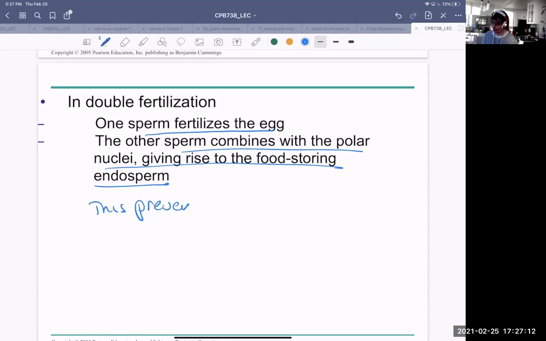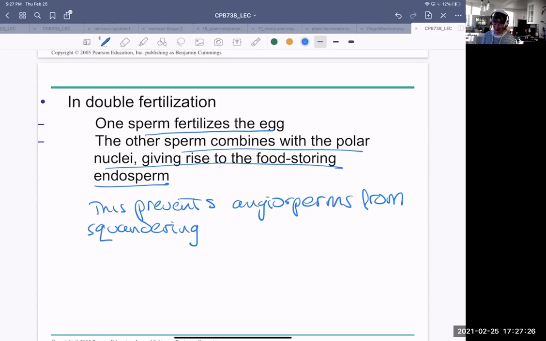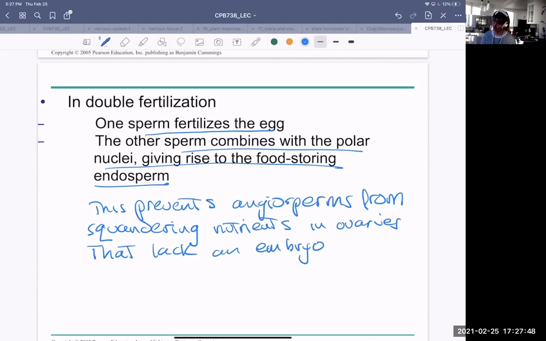So this prevents angiosperms from, I love this word, squandering, recklessly making or recklessly spending nutrients in eggs that lack an embryo.